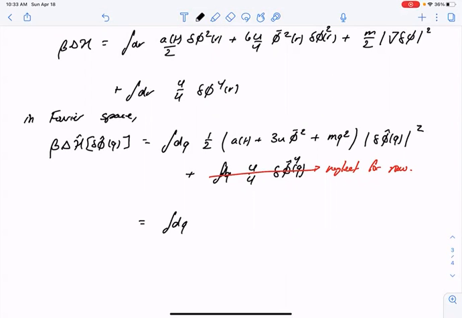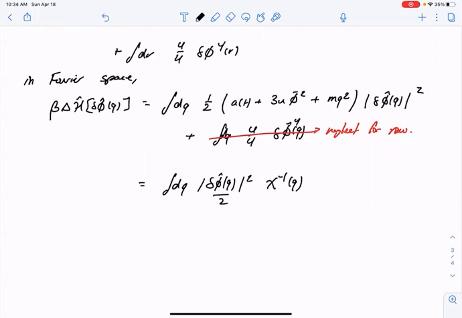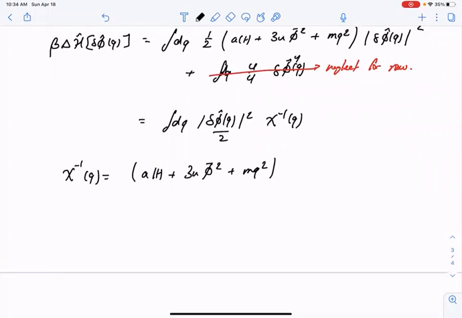It goes quadratically in delta phi hat of Q with an effective spring constant. Let's let, as we have before, it be denoted chi inverse. That chi inverse of Q is, as constructed, A of t plus 3u times the mean value of phi squared, plus m q squared.